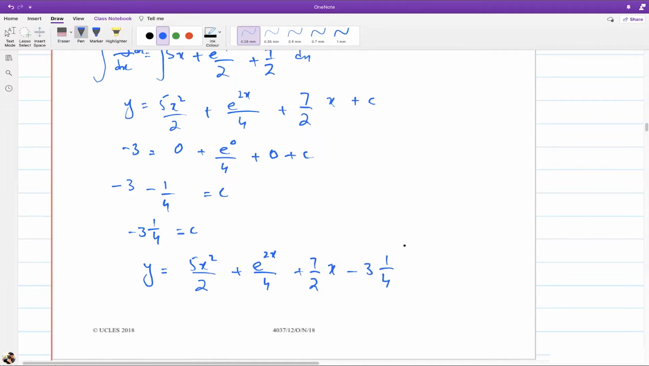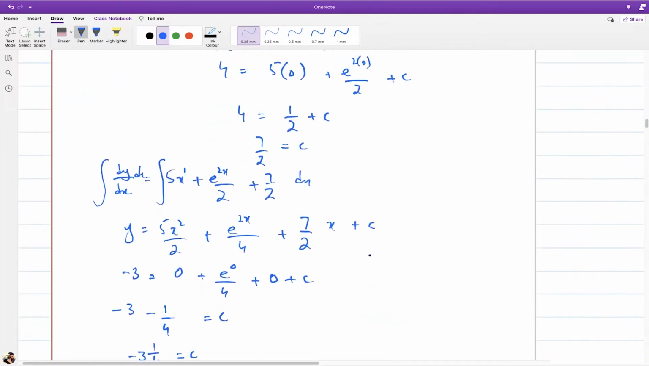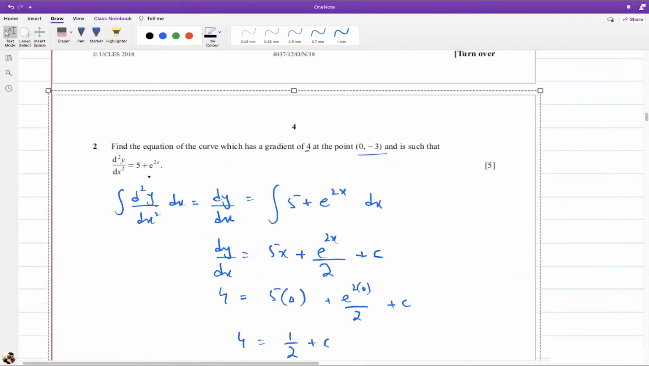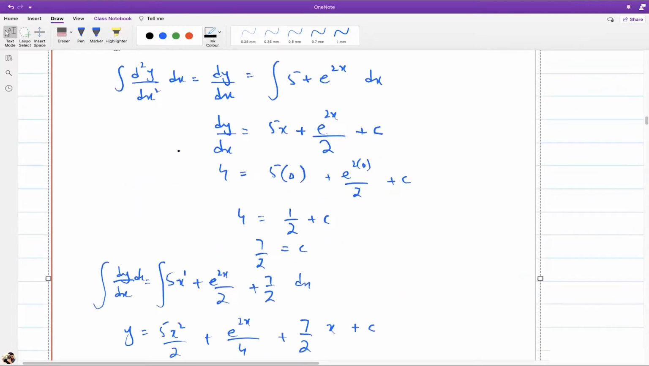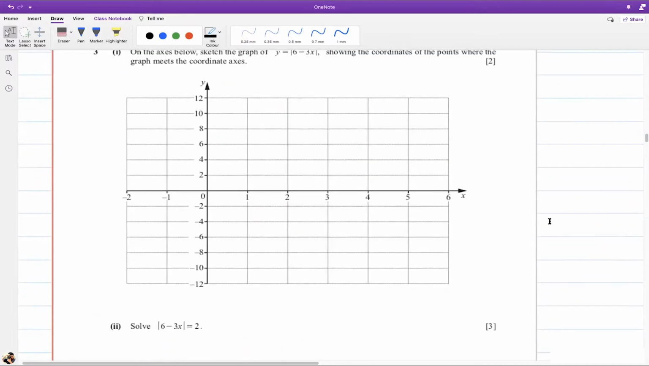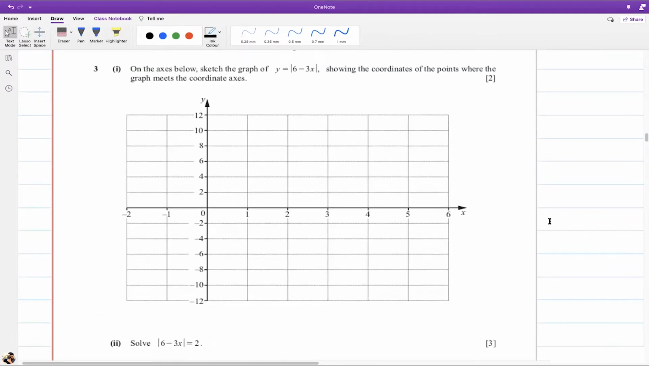Sir, I don't understand why we had to integrate it for like a second time. Because over here we have the derivative. We don't have y. The question asks us to find y. Equation of the curve means y is equal to something. We had dy by dx. So to find y, we had to integrate it again. The idea here is that integration is antiderivative.